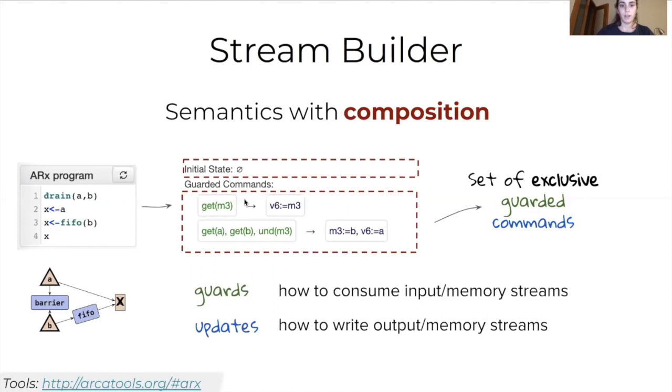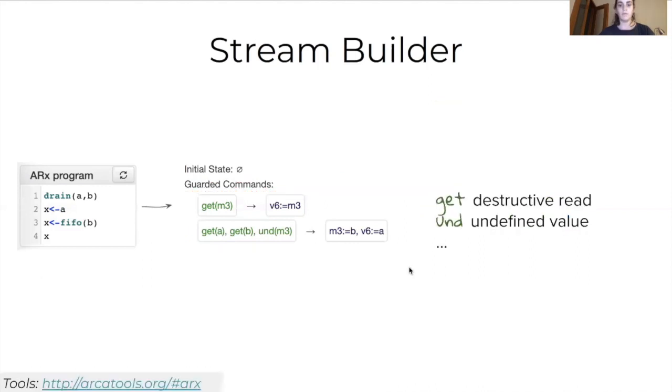Basically, a guarded command is specified as a guard and a command, and the command can be executed whenever the guard is satisfied. A guard specifies how and when to consume input and memory streams, and an update determines assignments and how we can write output and memory streams. We have some predefined constructs for guards, like the get and undefined operators. The get checks if an input or memory stream is defined, in which case it consumes the value at the head of the stream. And the undefined checks if a given memory stream is undefined.